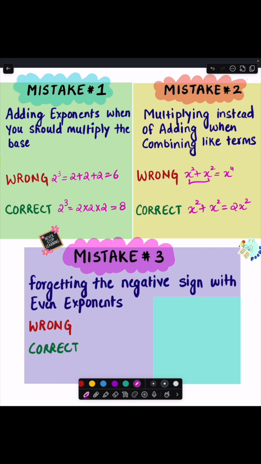Now mistake number 3. Forgetting the negative sign with even exponents. For example, minus 3 raised to power 2 equals minus 9. Here students forget that multiplying two negative numbers gives a positive result.